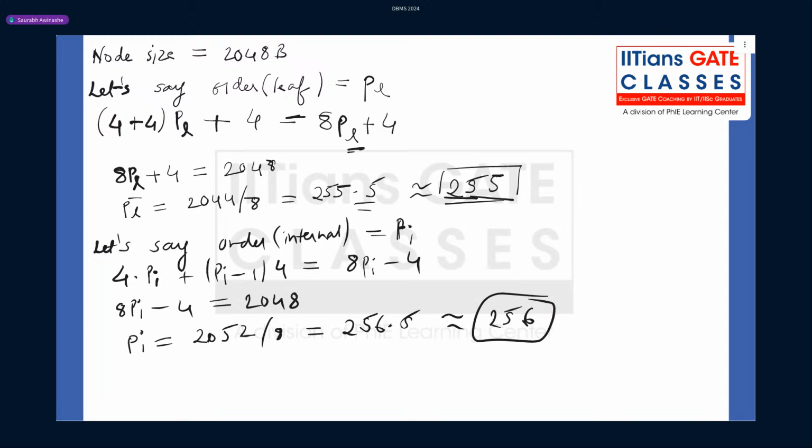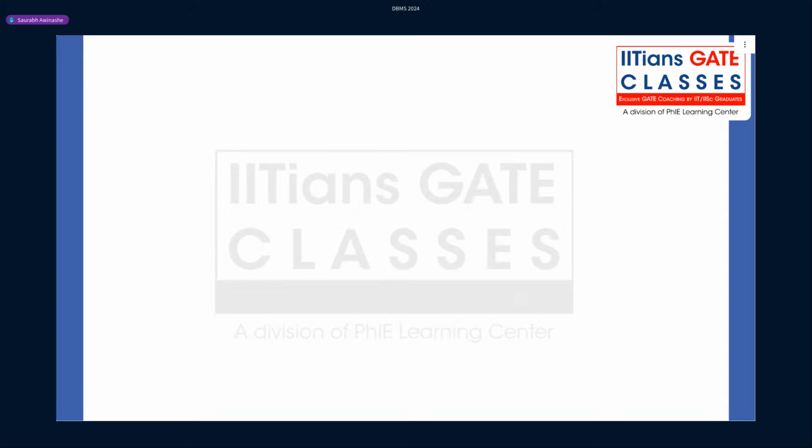Okay. We have the maximum order of the leaf as 255 and the maximum order of the internal node as 256. Okay.